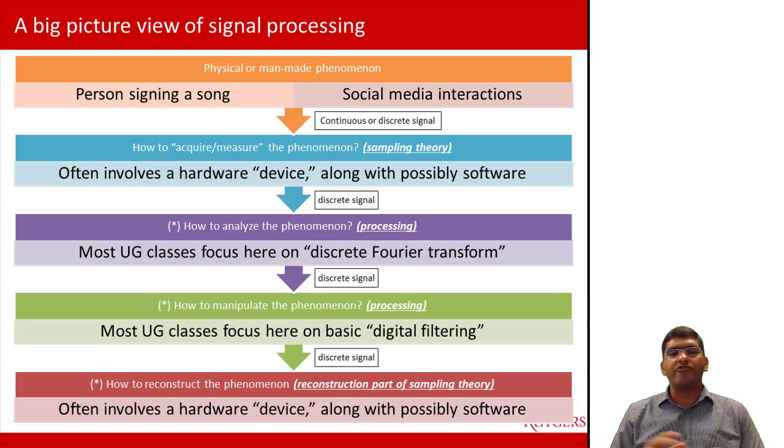So this is a big picture view of signal processing for students at the undergraduate level. Just a recap, you start with a physical phenomenon. That's your signal. You may have sampling going on and reconstruction. Most undergraduate classes do teach you that sampling theory, reconstruction theory. Then you have a little bit of processing that happens inside it, which is either for analysis of the signals or it is for manipulation of the signals.